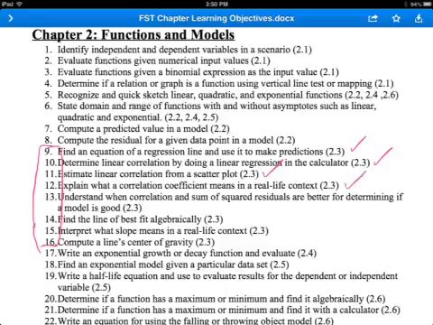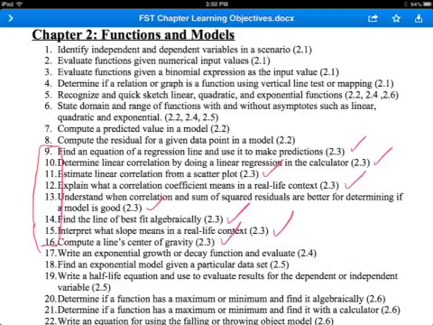And then you're going to understand when the correlation and the sum of the squared residuals are better for determining if a model is good. 14 here, find the line of best fit algebraically. This is something you need to know how to do for the test. Interpret what the slope means in the real-life context, and then also compute a line's center of gravity. Again, a lot of objectives, but they flow together so nicely that it's almost like doing one big problem, and we accomplish all of these at the same time.